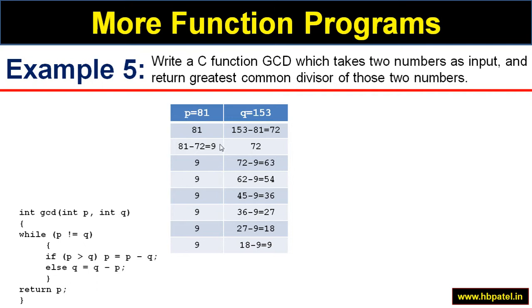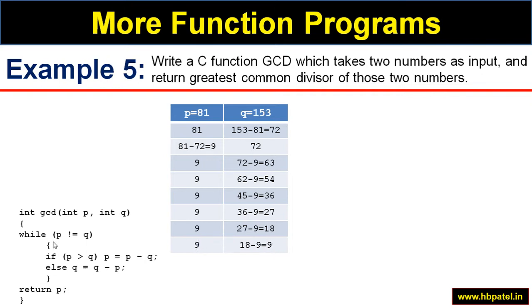Now P is 9 and Q is 72. Who is maximum? Q. So in that case, deduct 9 from 72. 72 minus 9 is 63. Again, 63, that is Q, is more than P, so again deduct 9. Then keep on deducting, and at the end I'll be getting 9 as Q. And now Q is 9 and P is 9.